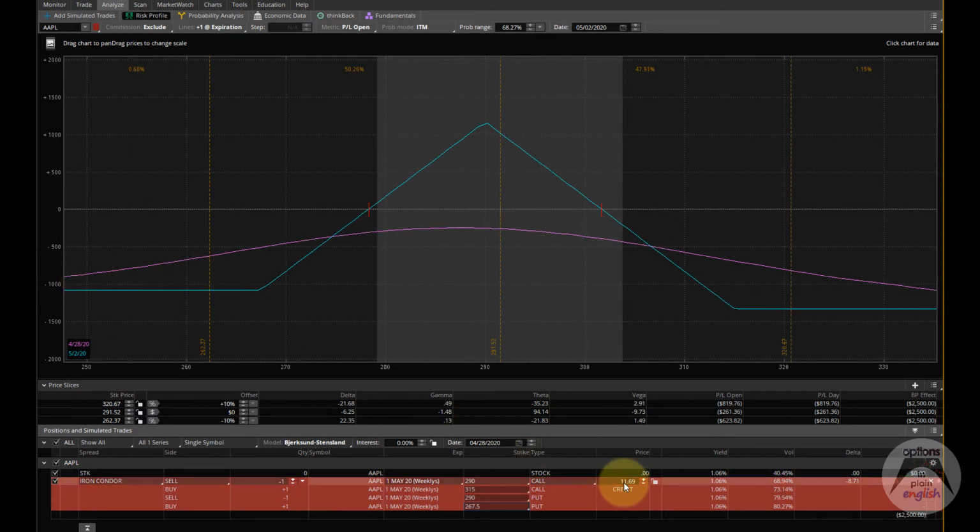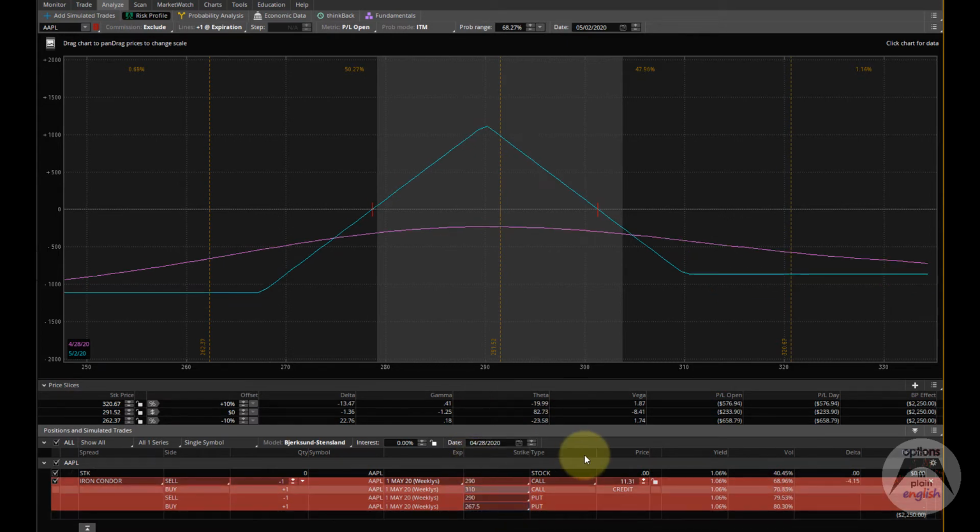So what I'm going to do is stick to the 310 call right here. So I'm making $1,131, and I can lose $1,129 on the downside, and I can lose $874 on the upside. So this would be pretty much a quick 50-50 iron butterfly.